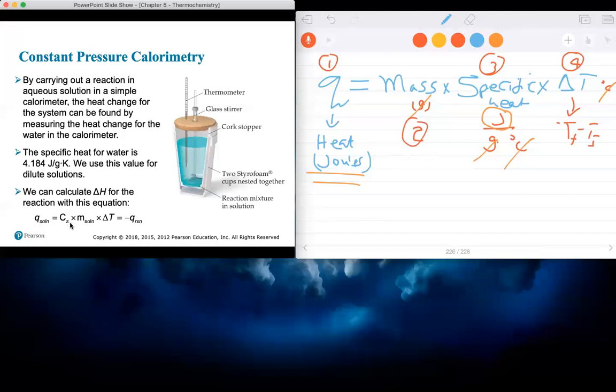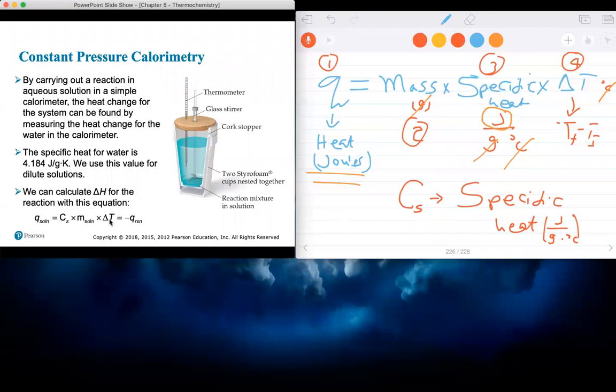Solvent or a solid. C stands for specific heat. You may see this and wonder what it is. It's the notation for our case. This is the specific heat, and the unit is joules per gram times degree Celsius, or Kelvin, it's the same thing, times the mass of the solution times the change in temperature.